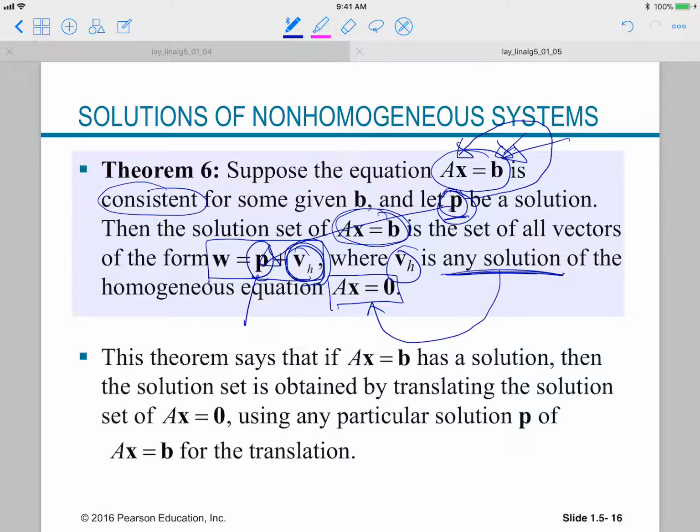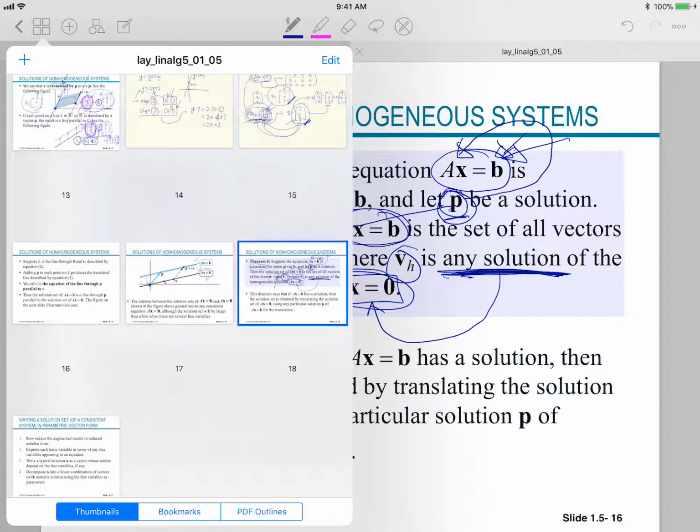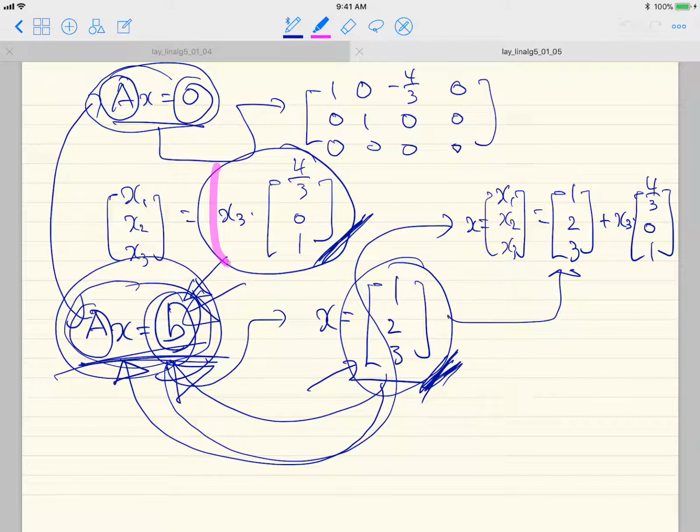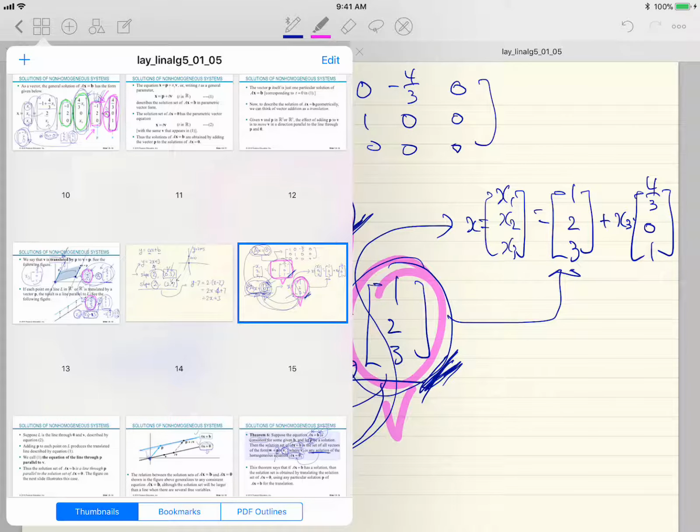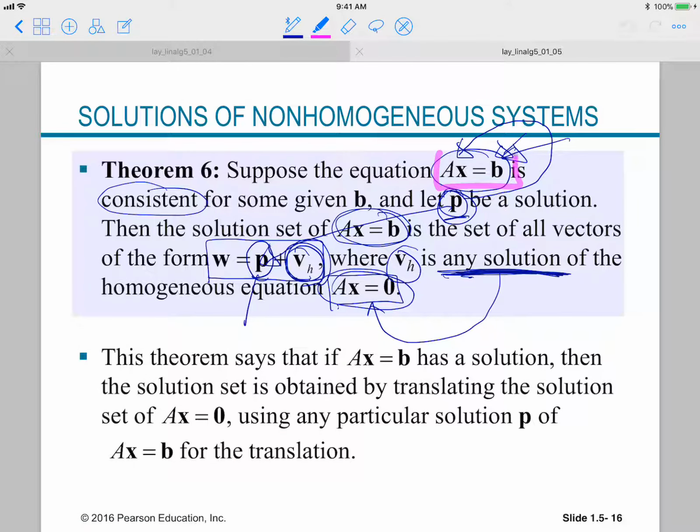And what was VH? VH is all the solutions of our homogeneous linear system. And what was that in our case? That was this guy, right? So this was the entire solution set of our homogeneous linear system, and we just simply added this guy to this guy. So that will be our final solution set of this linear system AX equals B. Okay? So this is what Theorem 6 is saying.